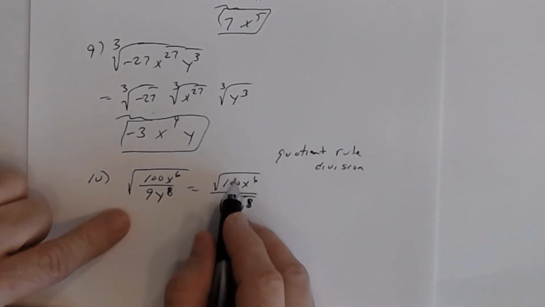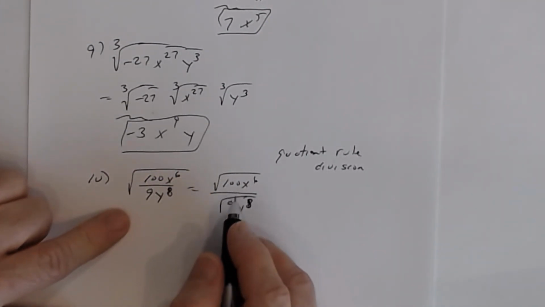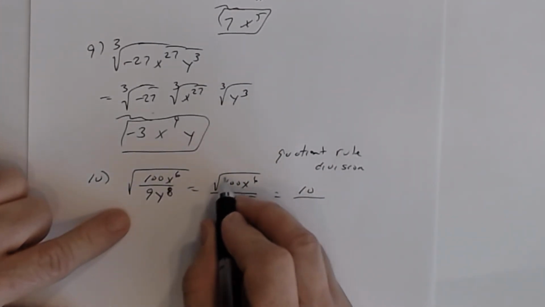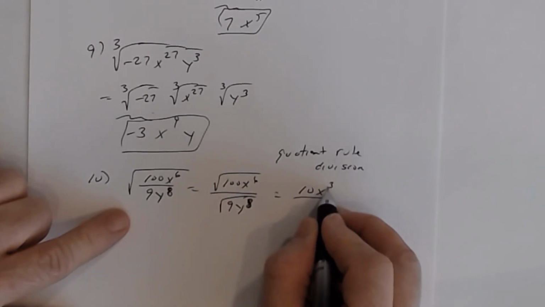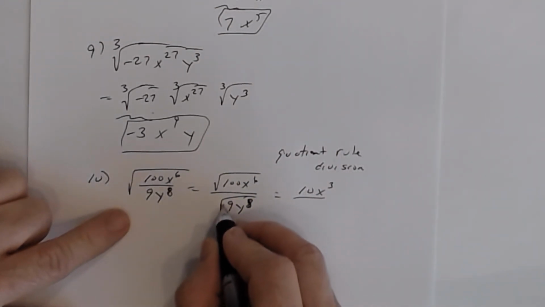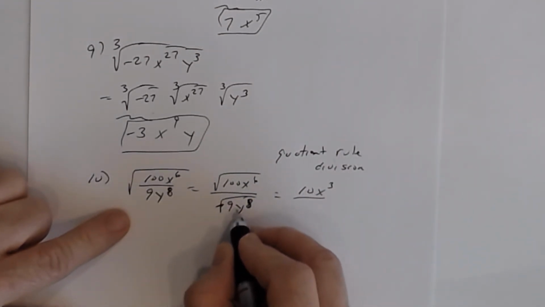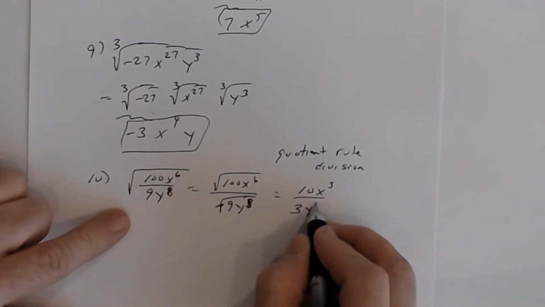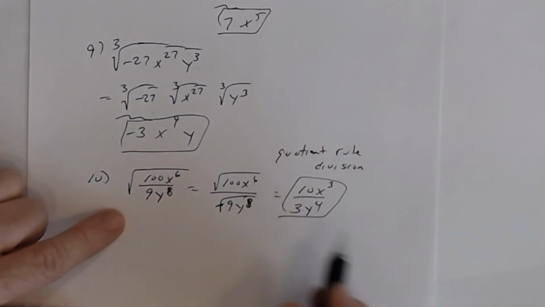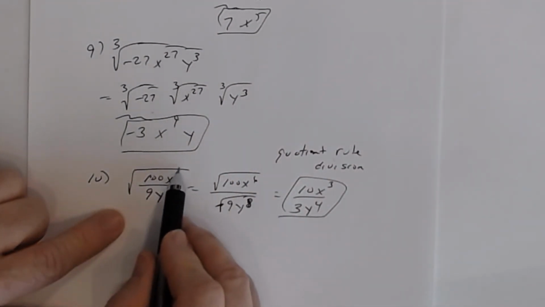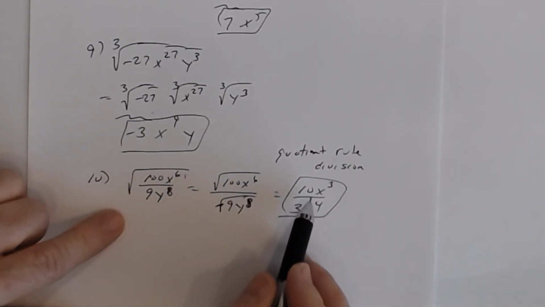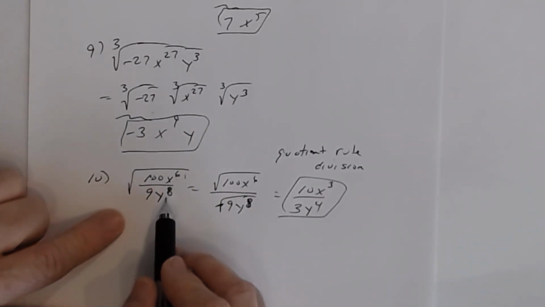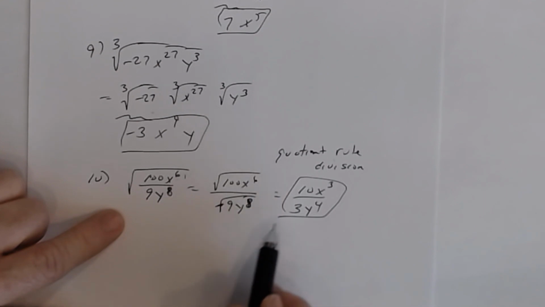You all know the square root of 100 is 10. What's the square root of x to the 6th? 6 divided by 2 is 3, so that's x cubed. In the denominator, the square root of 9 is 3, and 8 divided by 2 is 4, so that's y to the 4th. And there's your answer. You're done. The square root of 100 is 10, the square root of x to the 6th is x cubed, the square root of 9 is 3, and the square root of y to the 8th is y to the 4th.